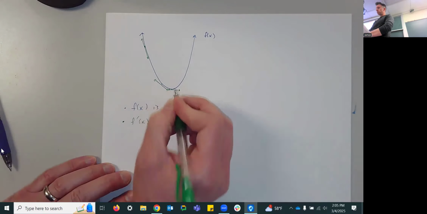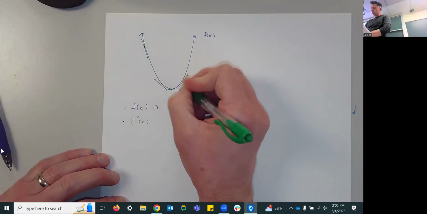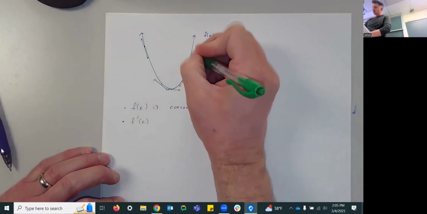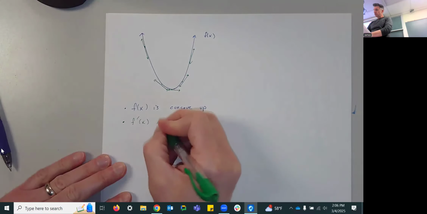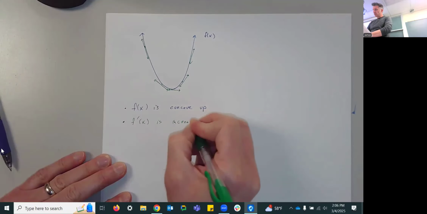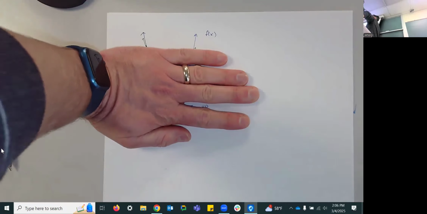We move further to the right. Now what? Zero-ish. Further right, a little positive. More right, more positive. So we went from super negative to zero to positive to more positive. The whole time we were increasing. So we just said f prime is increasing. The function's increasing.